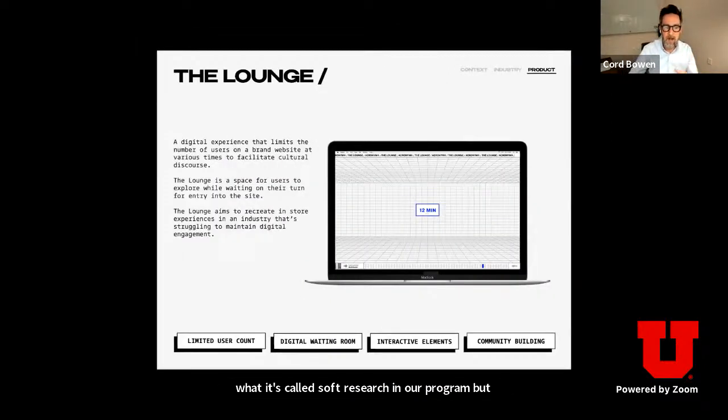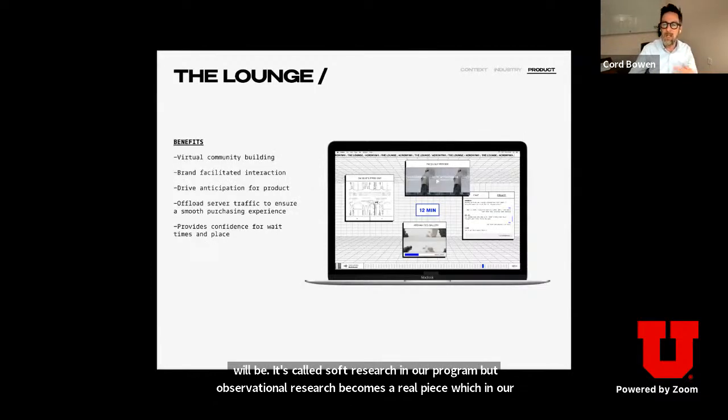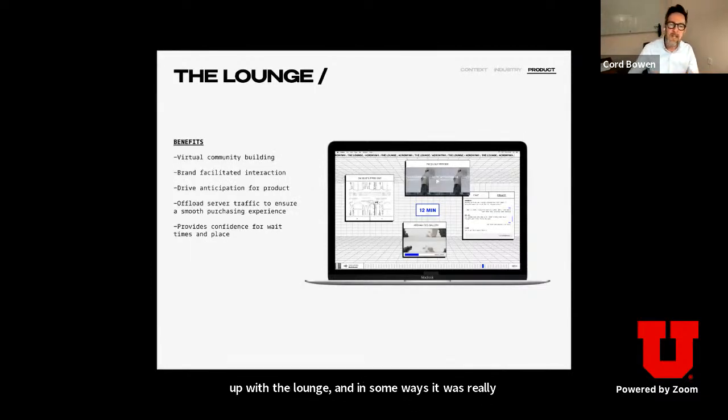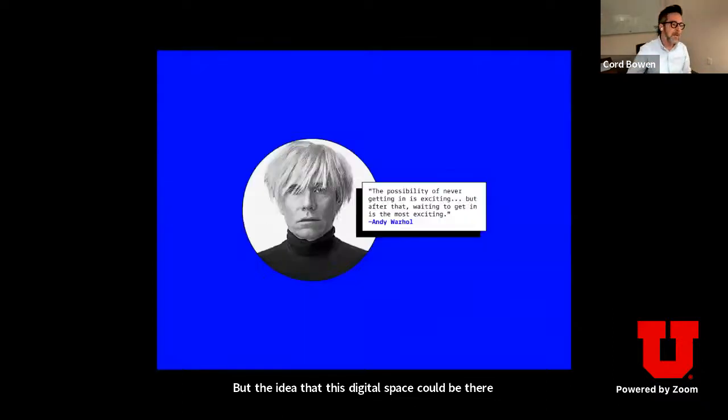He ended up coming up with the lounge, and in some ways it was really revealing. I think the research really offered more to brands, the lounge, and how you wait and develop community, and you can be in there and talk to people, change the playlist of music, and start sharing in a space, because the idea is that companies didn't want to lose the hype or the waiting or the chance, the lottery effect, or whatever it is they were going for. But whether this digital space is effective or not would have to be practiced and put out to the real world.